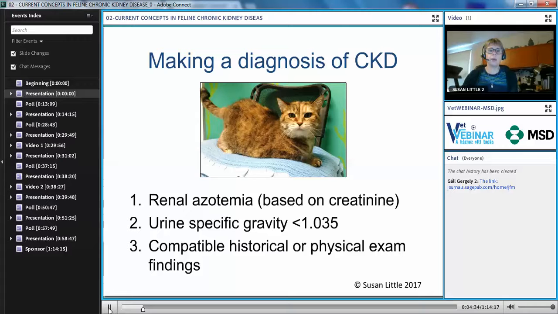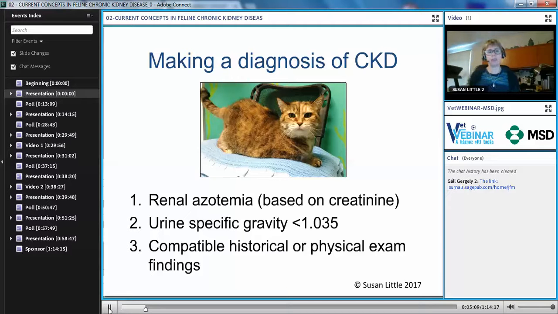So the ways that we make a diagnosis of chronic kidney disease haven't really changed over the years. We're going to walk through this a little bit and then talk about some newer tools. We still make a diagnosis based on renal azotemia, and that's based on serum creatinine. Creatinine is a more reliable marker than urea. Urea is more easily affected by other factors. So that's why we base it on serum creatinine levels, and we'll talk a little bit more about that.